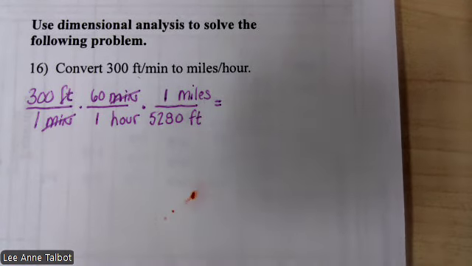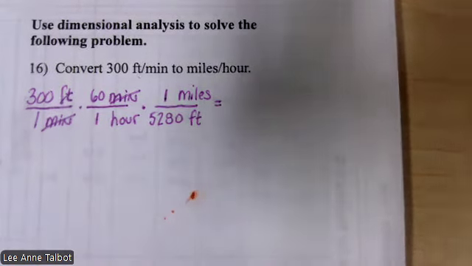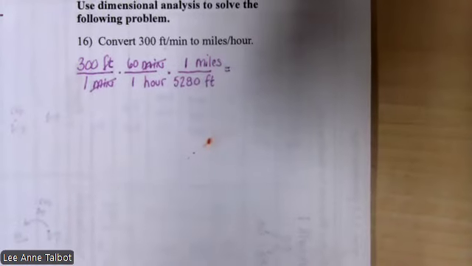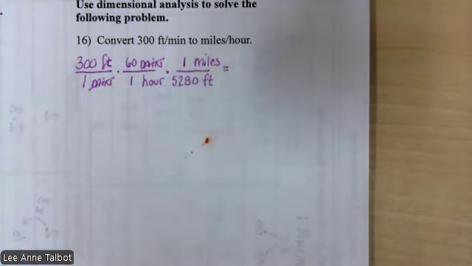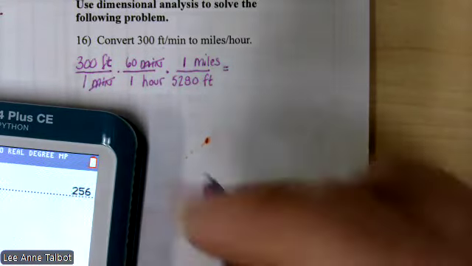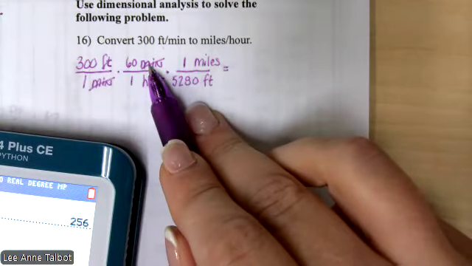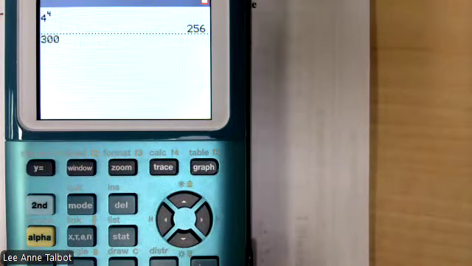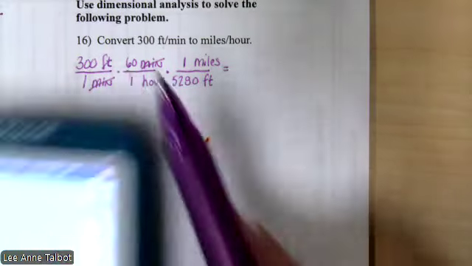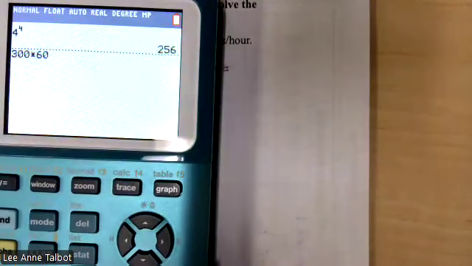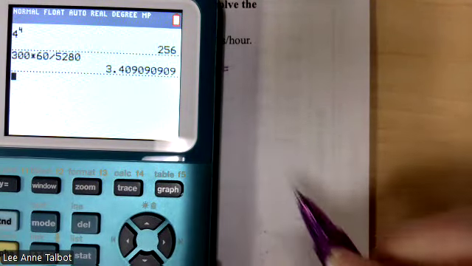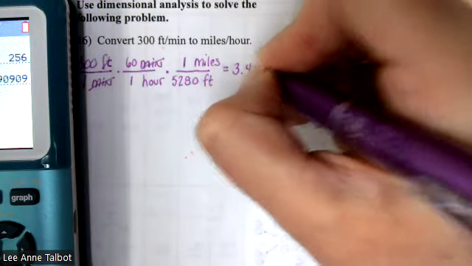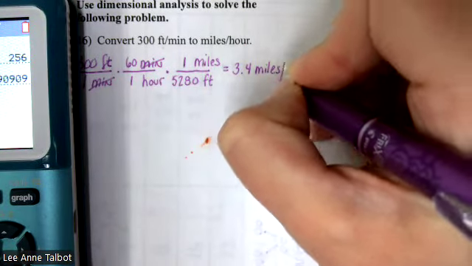If that is a problem on the test, we will put the 5,280 on there for you. I do expect you to know there's 60 minutes in an hour, but I don't expect you to memorize the 5,280. Okay, so we go 300 times 60, and then this is on the bottom, so we divide by that. So 300 times 60 is the top, and then divide on the bottom. 3.4 miles per hour. And I forgot to cross out the feet, huh?